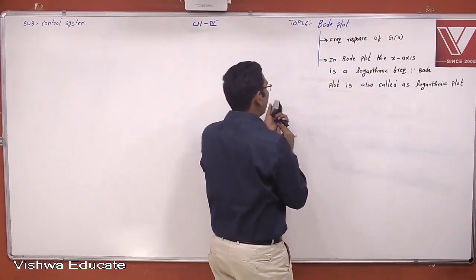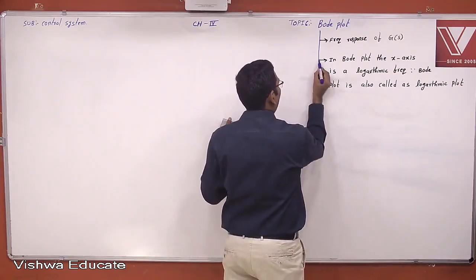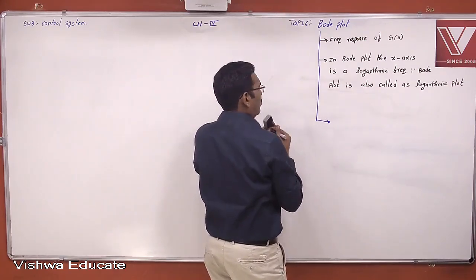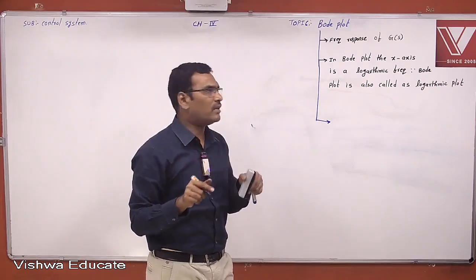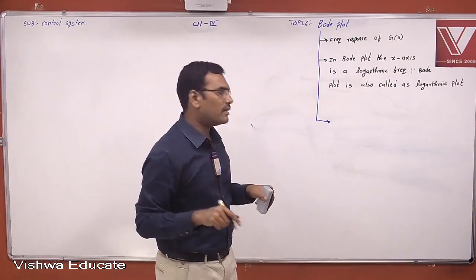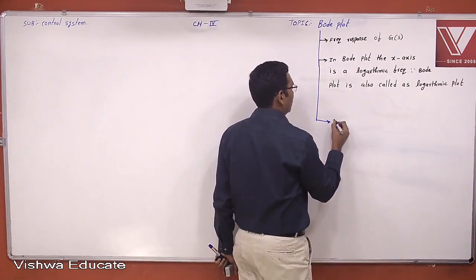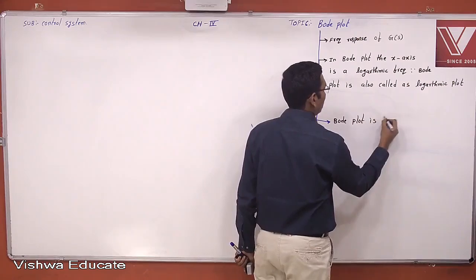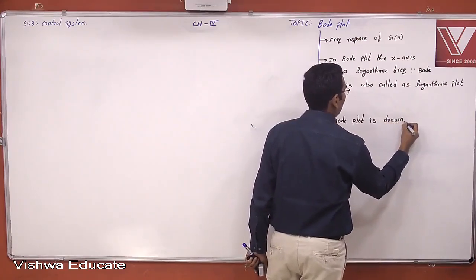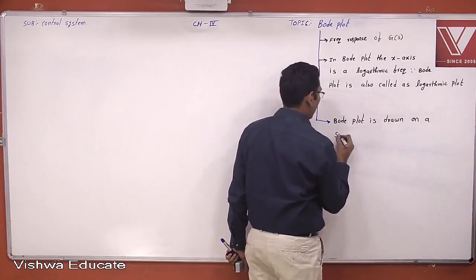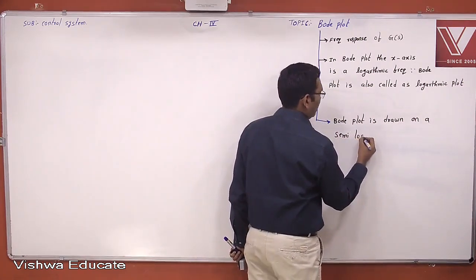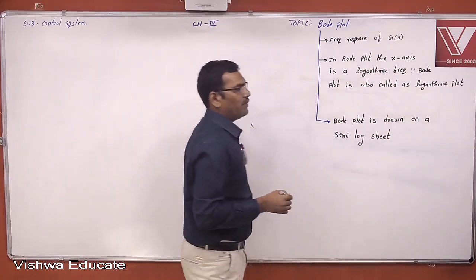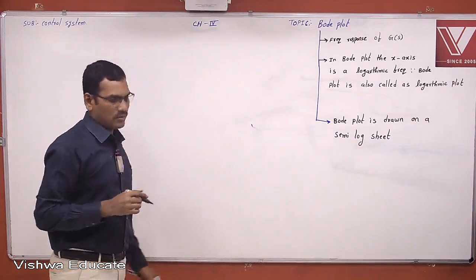Now where the x-axis is a logarithmic frequency, that particular graph is called a semi-log sheet. The Bode plot is drawn on a semi-log sheet. In the semi-log sheet, actually the x-axis is logarithmic frequencies. Okay. Now just take these points.